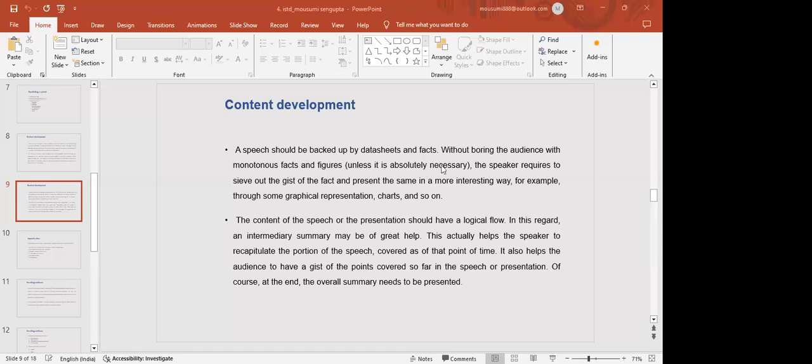Let me see what the others are thinking about any other point. Guys, anything else? Any other things come to your mind? Any other data point you want to give? This is the point we are talking about: data sheets and facts. So what are the data sheets and facts you're going to talk about? Anybody?